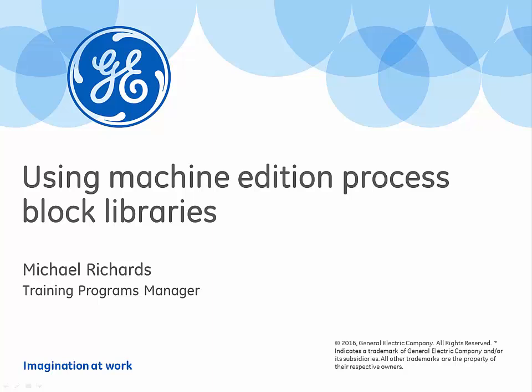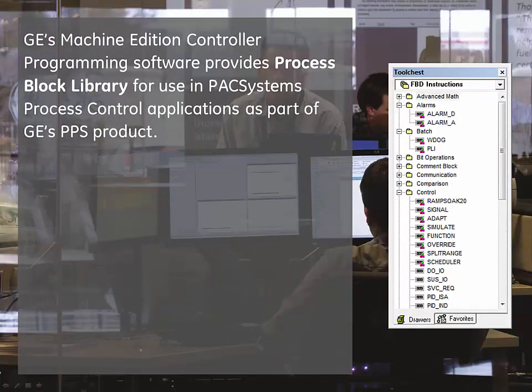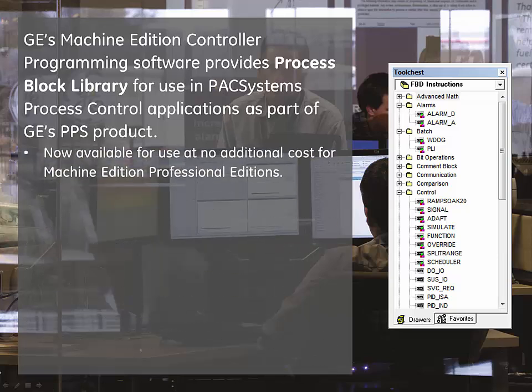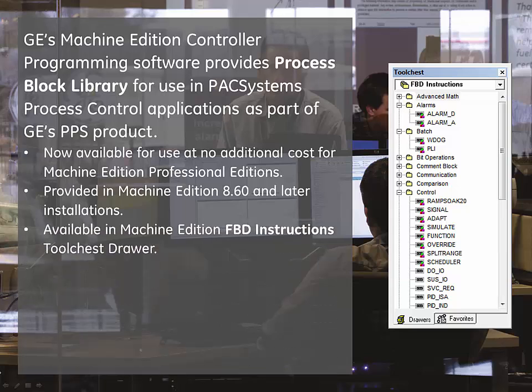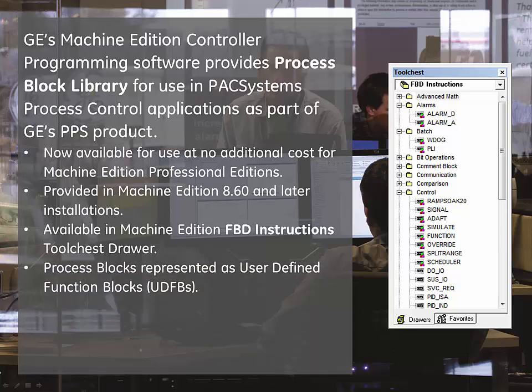In this episode, we'll describe how to use the Machine Edition process block libraries. GE's Machine Edition Control Programming Software provides a process block library for use in PACSystems Process Control applications as part of GE's PPS product. This library is now available for use at no additional cost for Machine Edition Professional Editions. It is provided in Machine Edition 8.6 and later installations, and is available in the Machine Edition FBD Instructions Toolchest drawer, where process blocks are represented as user-defined function blocks, or UDFBs.